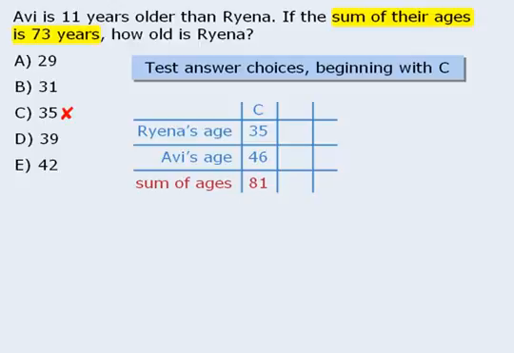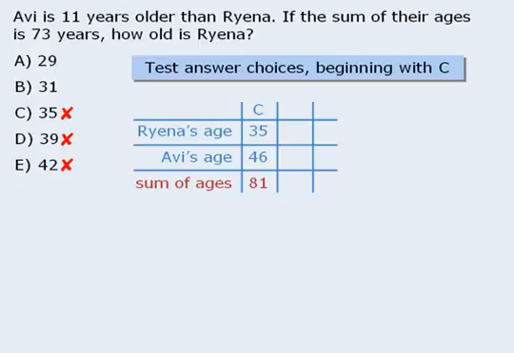Also notice that the two ages have yielded a sum of 81, which is greater than the required sum given in the question. In other words, the ages of Raina and Avi are too large to satisfy the given conditions. So Raina's age must be less than 35, which means we can also eliminate answer choices D and E. Notice that after testing just one answer choice, we are already halfway to finding the correct answer. At this point, which answer choice should we test next?